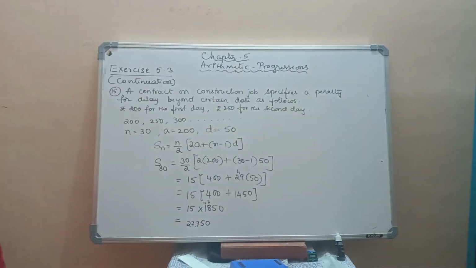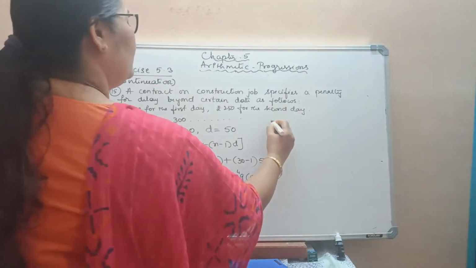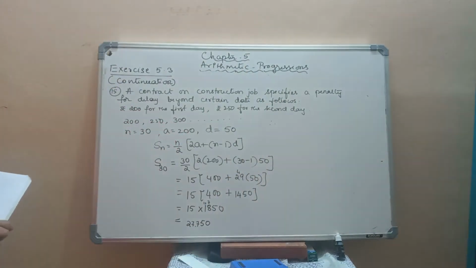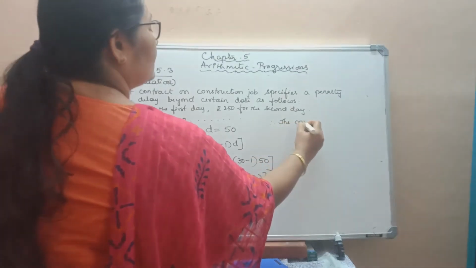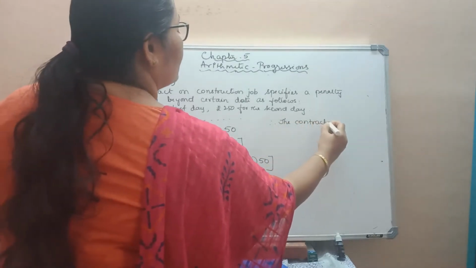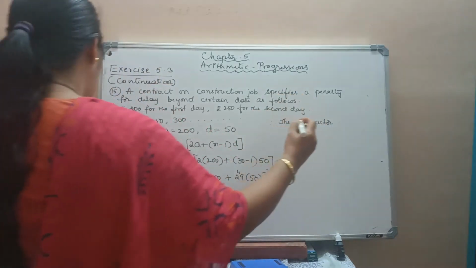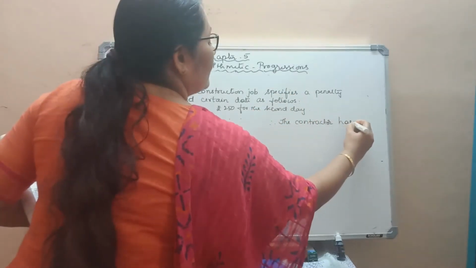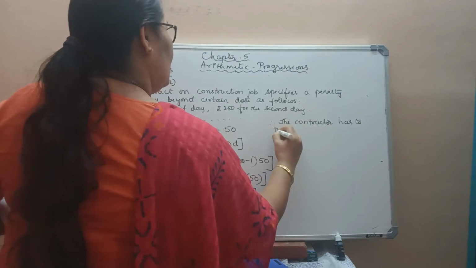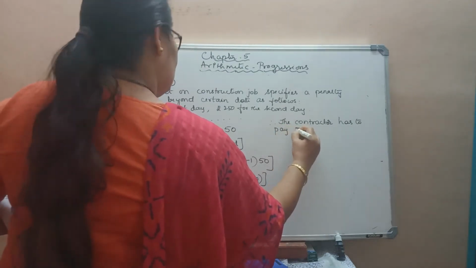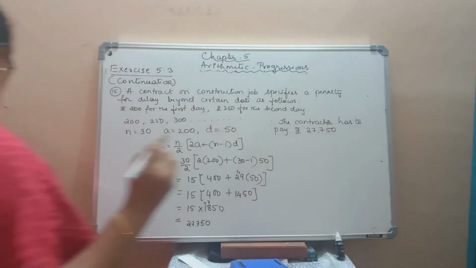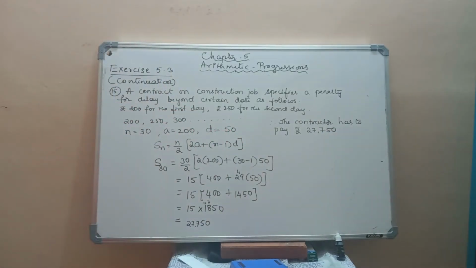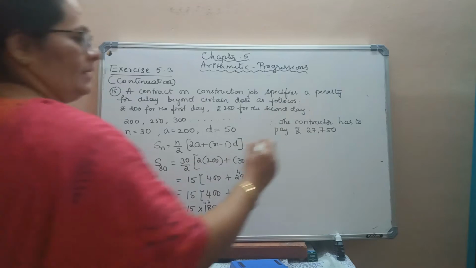So, 27,750. Therefore, the contractor has to pay rupees 27,750 as penalty.